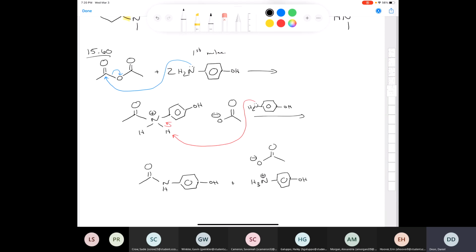Okay, and make sure you can do the same kind of reaction but using an acid chloride instead of an acid anhydride.